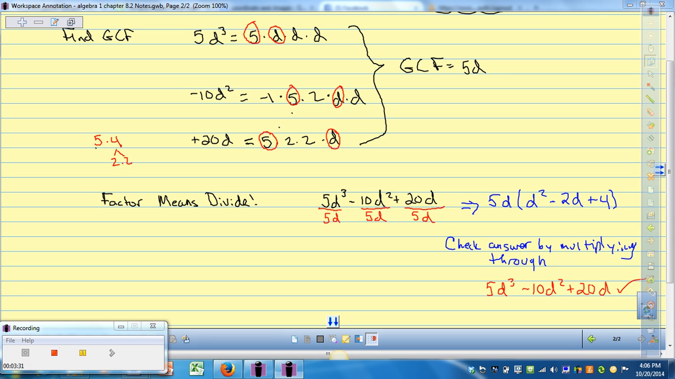So that's our notes for simplifying and factoring, so multiplying and factoring polynomials. And the factoring type that we are doing here is factoring the greatest common factor.